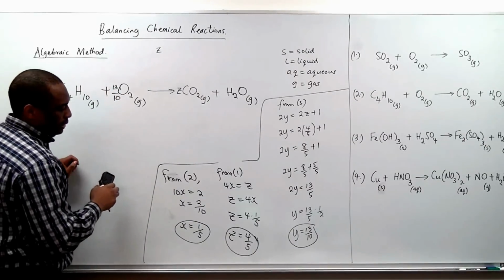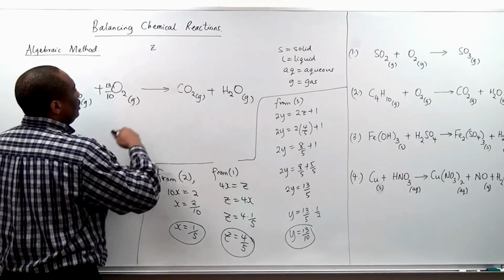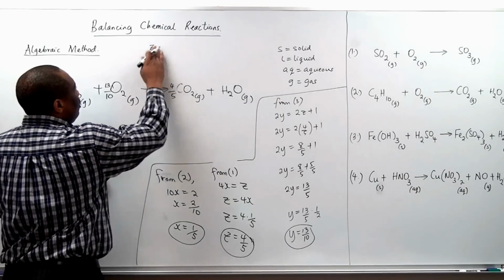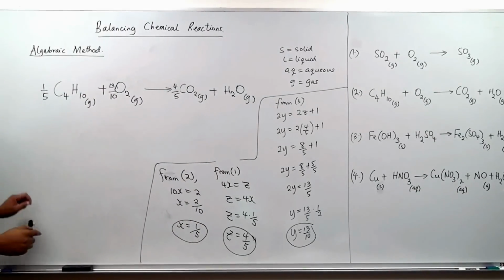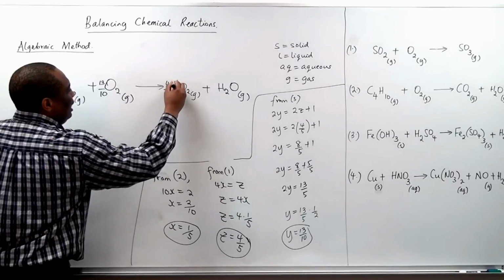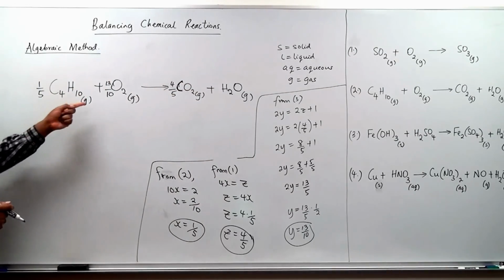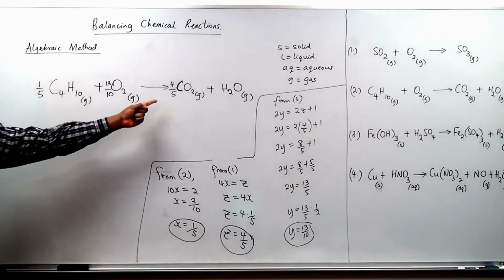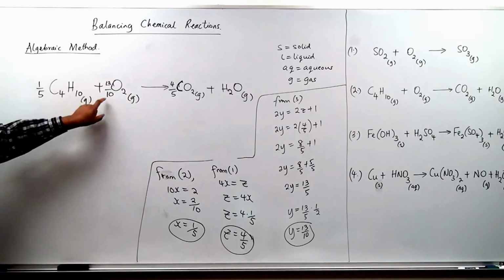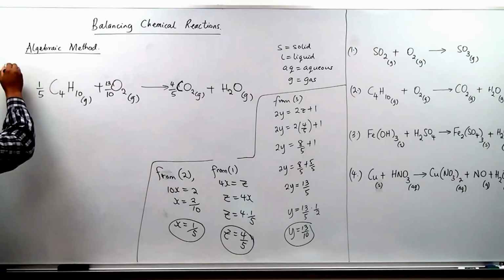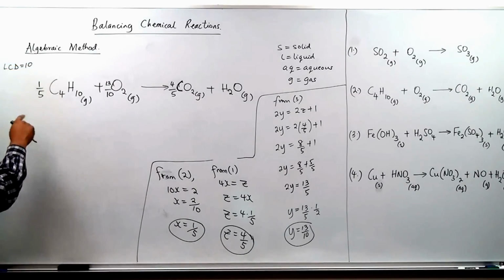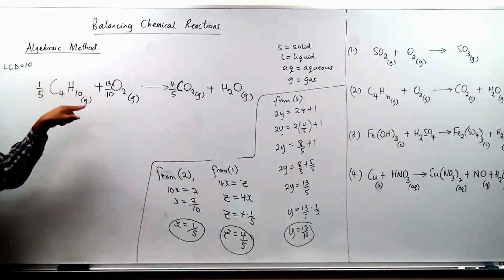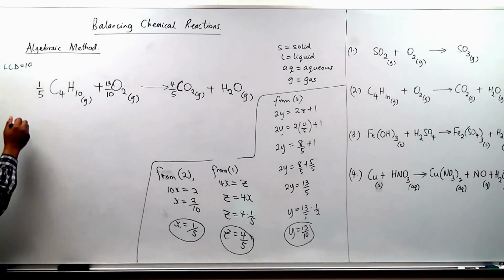And our z is 4 over 5. Alright, so let's go ahead now and check. First of all, let's clear the LCD. What's the LCD here? We have 5, we have 10, we have 5, and we have 1. So the LCD is 10, right? LCD is 10. So if we multiply 10 by everything, 10 times 1 over 5 will give you what?